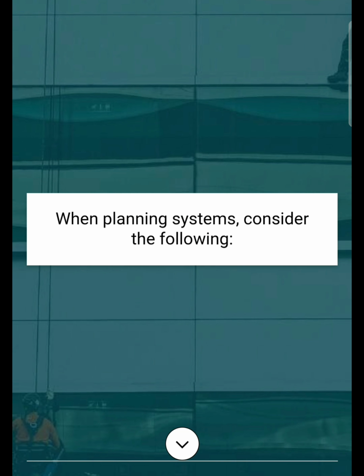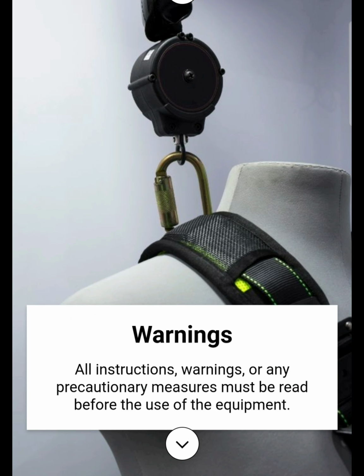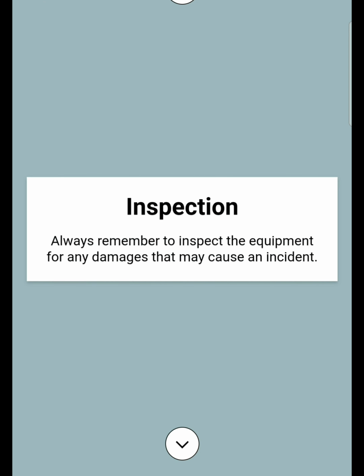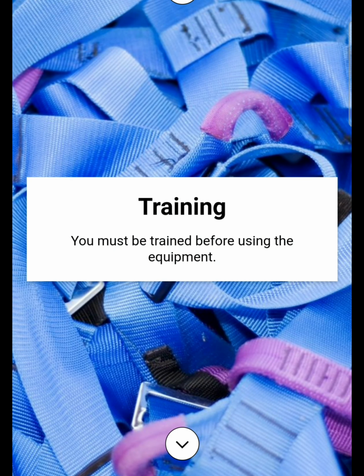When planning the system, consider the following. Warnings. All instructions, warnings, or any precautionary measures must be read before the use of the equipment. Inspection. Always remember to inspect the equipment for any damages that may cause an incident. Training. You must be trained before using the equipment.